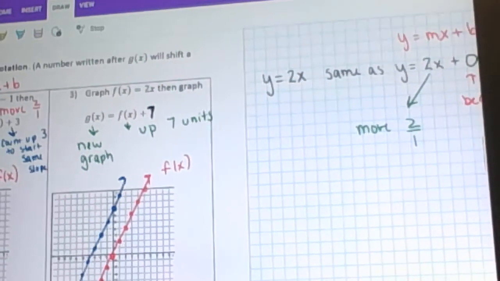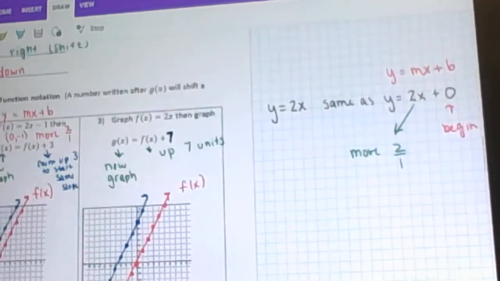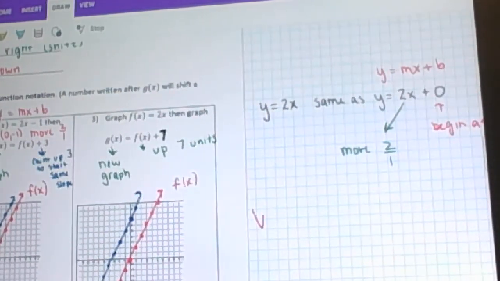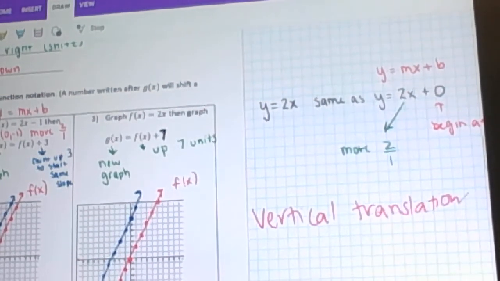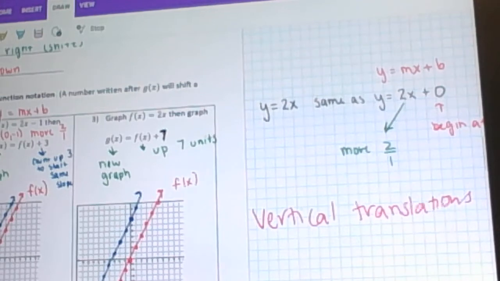Okay, and so this, to remind you of the vocabulary, these are all called vertical translations. We were moving things up and down. Now, you don't have to write this or anything, I'm just going to talk for a second.